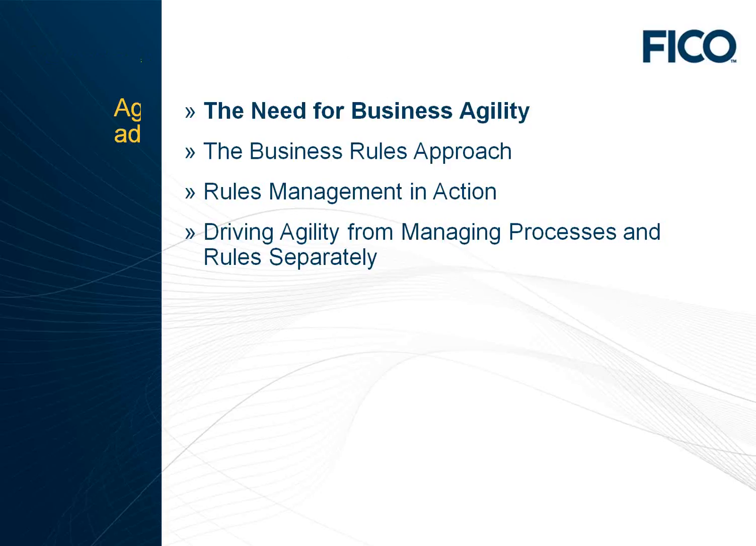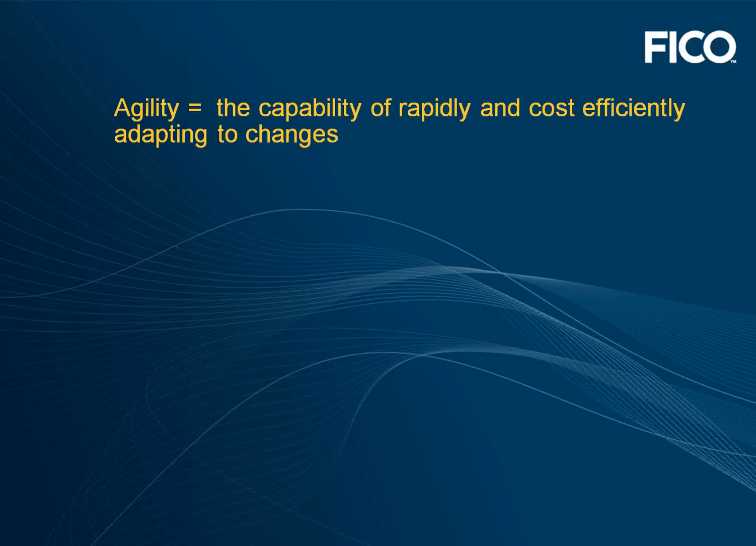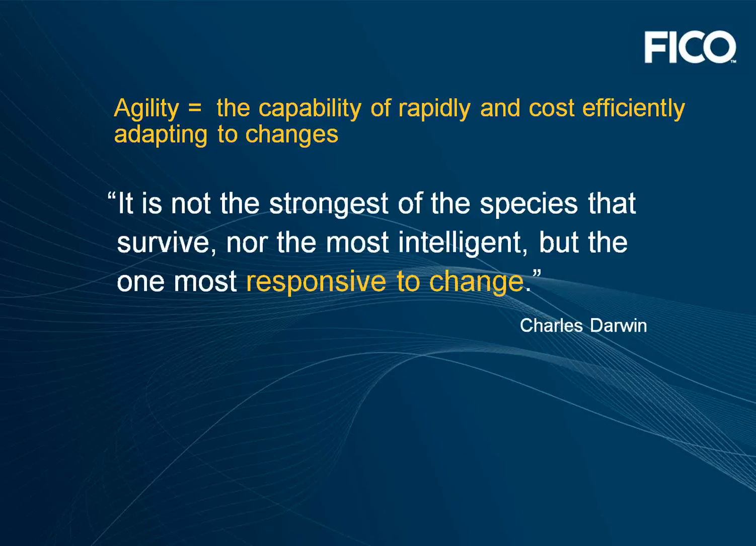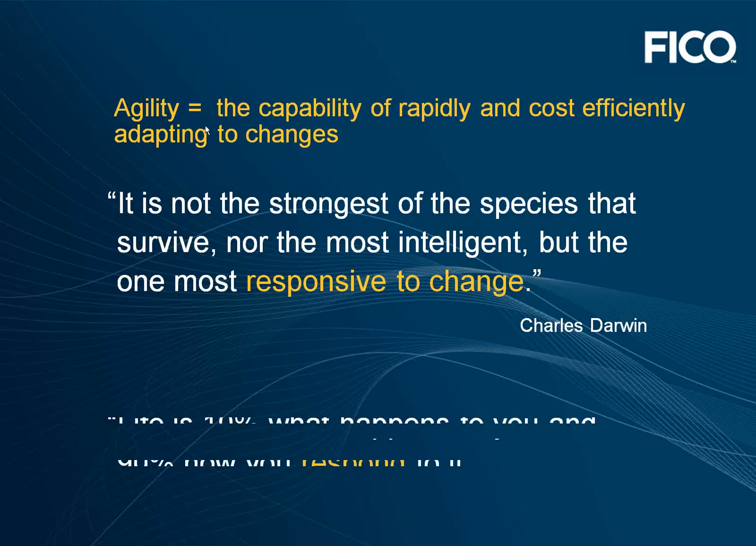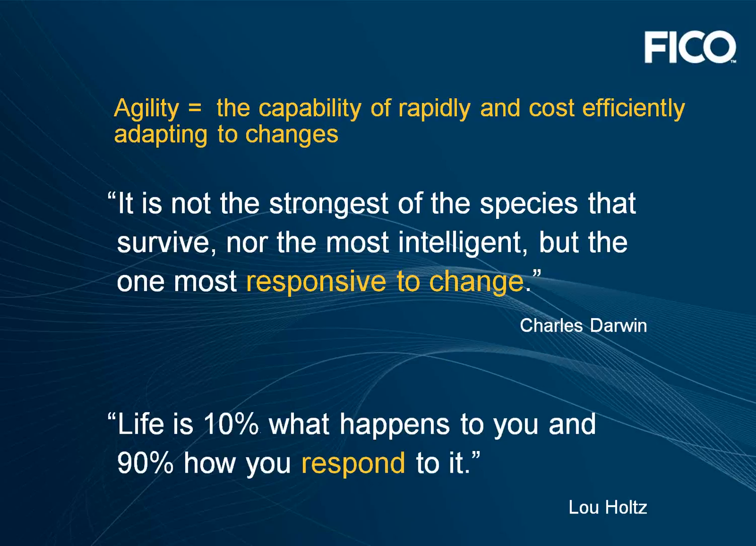Agility has been a very popular buzzword in today's world, and I will get started with a definition of agility. According to Wikipedia, agility is the capability of rapidly and cost-effectively adapting to change. Is this something new? I don't think so. If we take a look at the work of Charles Darwin and his quotes, he says that it's not the strongest of the species that will survive, nor the most intelligent ones, but the ones that are most responsive to change. And that matches very well with our definition of agility.